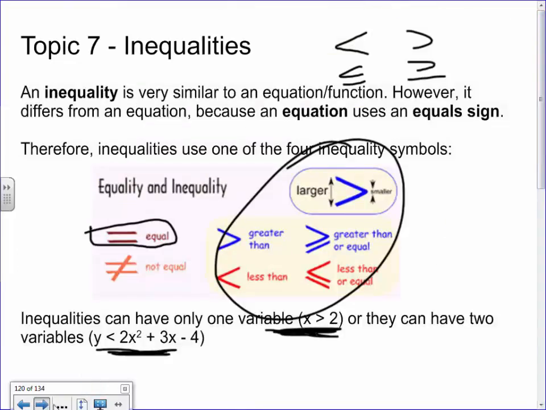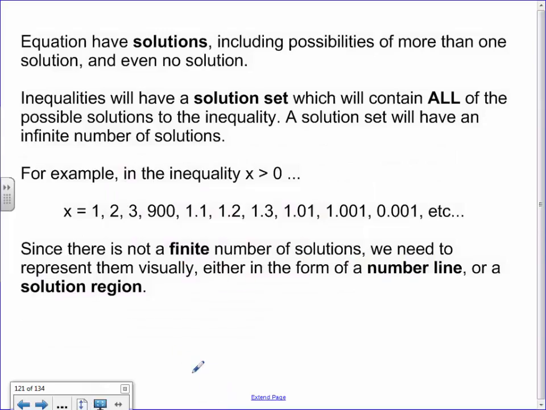Kind of my written notes here. You know how we've been solving for solutions, where you try to figure out what x is equal to or y is equal to, stuff like that? Well, inequalities don't have a solution. They have what's known as a solution set. Because there's not just one answer, there's not just two answers, there's an infinite number of answers.